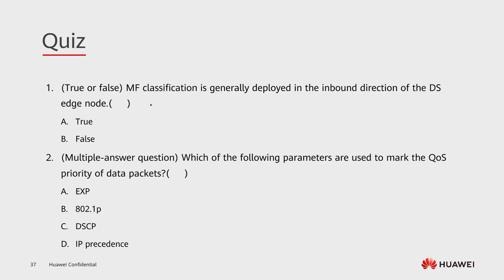and some quiz. True and false. First, the mounting field classification is generally deployed in the inbound direction of the DS edge node is true. And the second question, which of the following parameters are used to mark the QoS priority of the data packet? So we can say all of them can be used to mark as parameters to mark the queues.